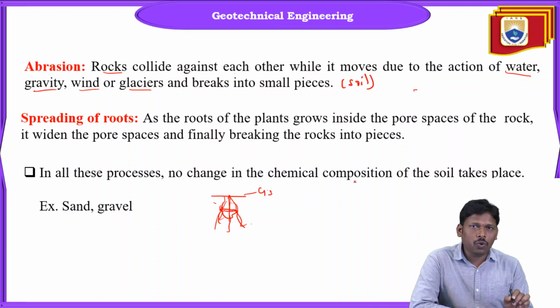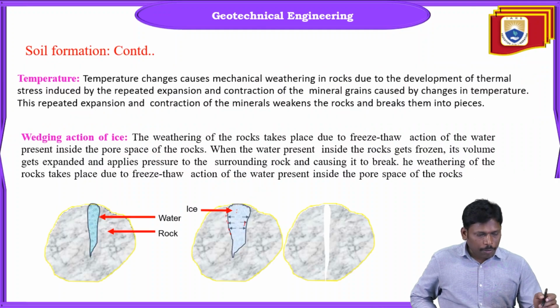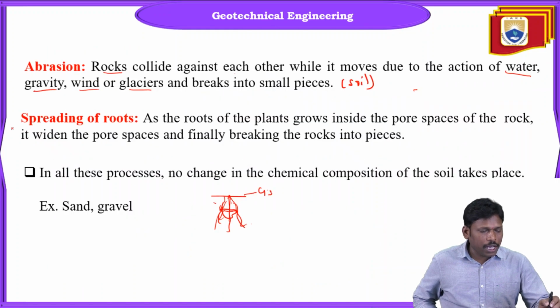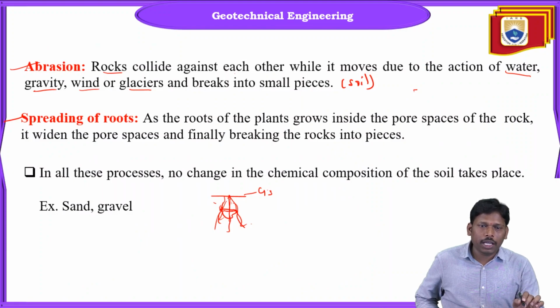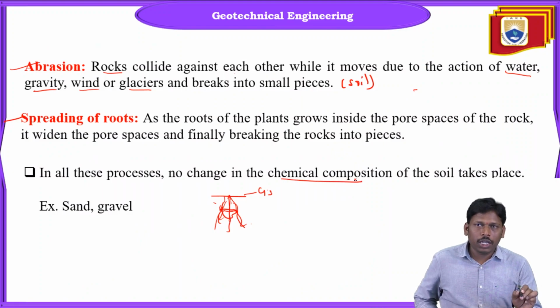It is only due to the temperature changes, wedging action of ice, absorption and spreading that the prime responsible factors for mechanical weathering, not chemical weathering. So in this process, we have not at all discussed anywhere that the chemical composition of the fragmented small pieces of soil will change. So this is only mechanical.